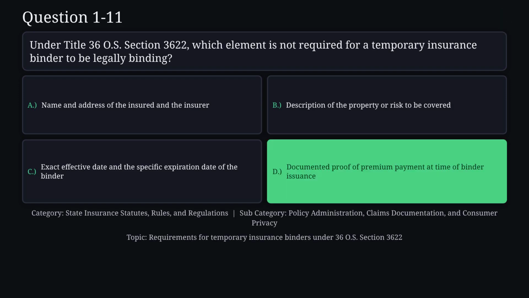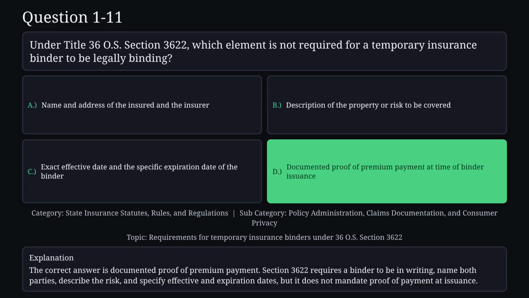The correct answer is D. The correct answer is documented proof of premium payment. Section 3622 requires a binder to be in writing, name both parties, describe the risk, and specify effective and expiration dates. But it does not mandate proof of payment at issue.